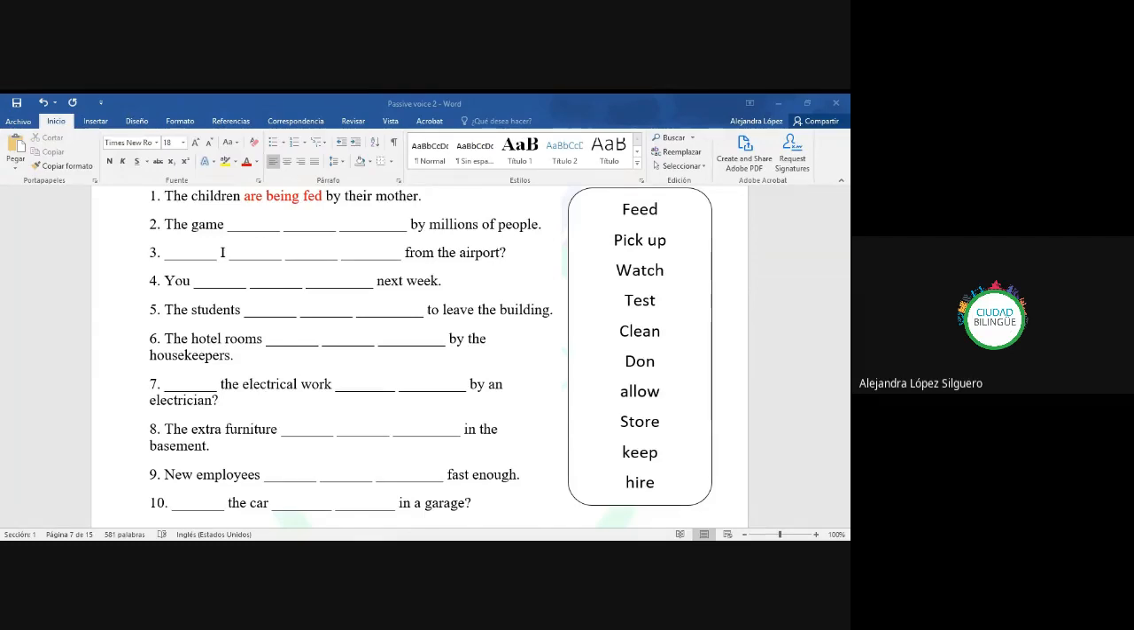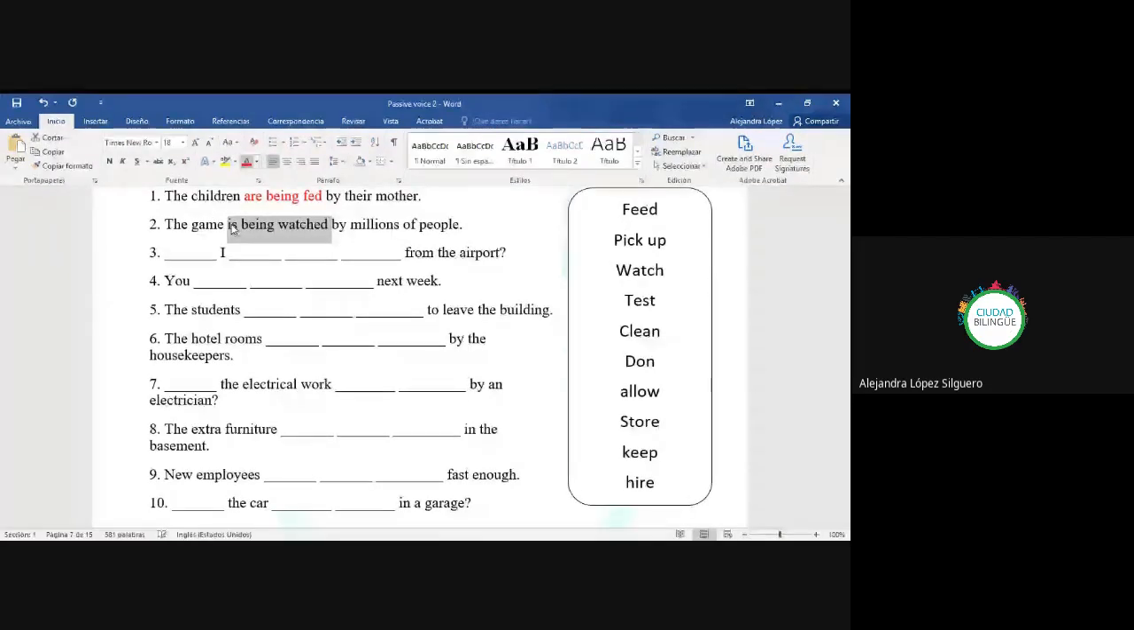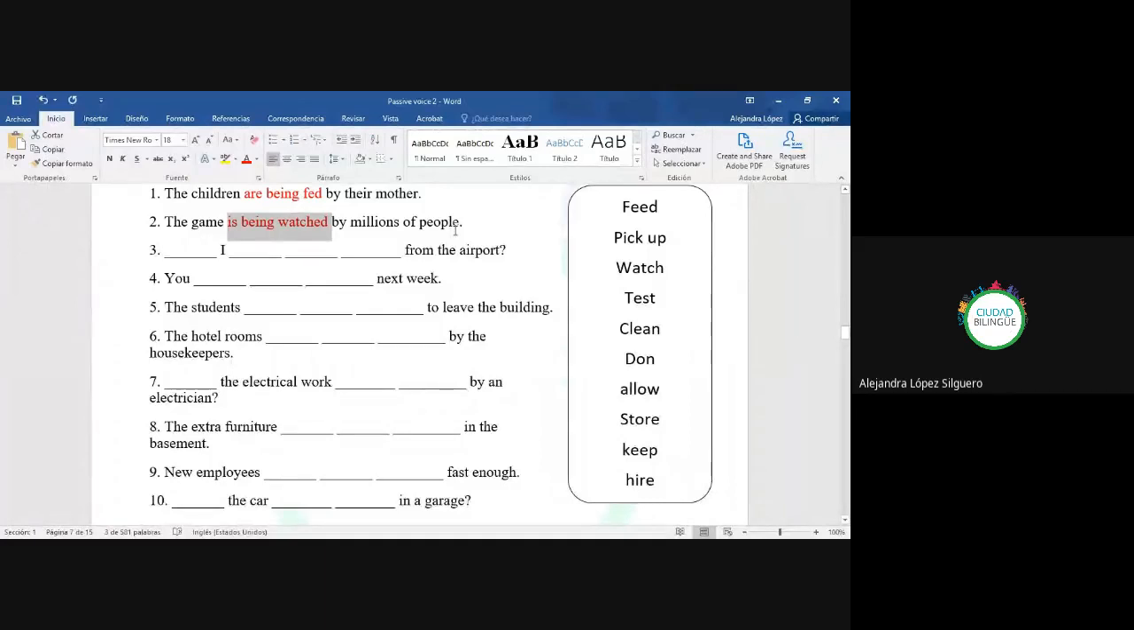The game is being watched. Very good. The game is being watched by millions of people. Okay, number 3 is a question.